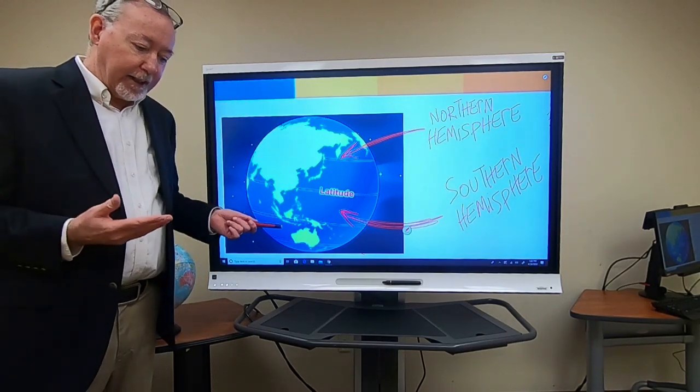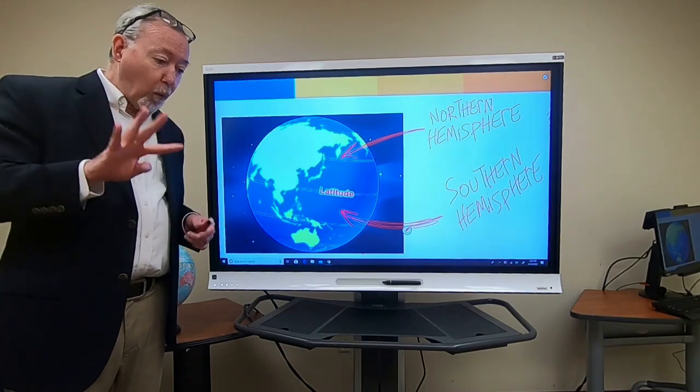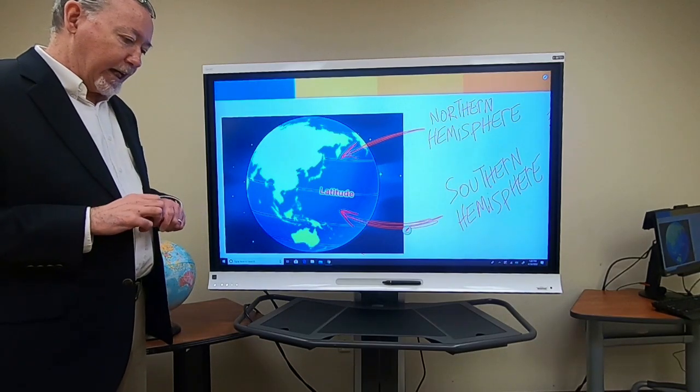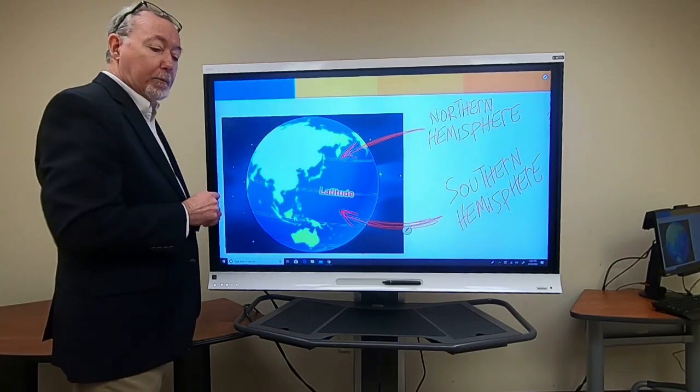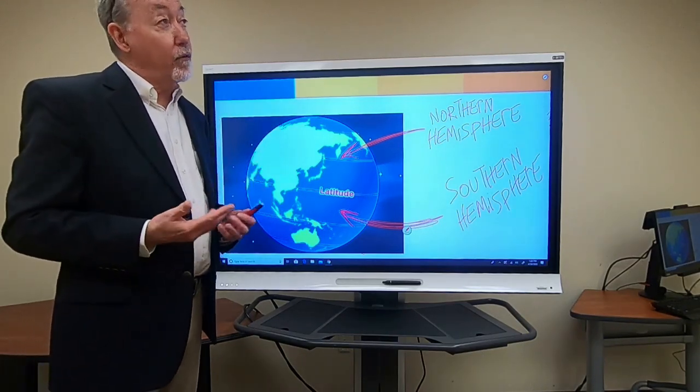We just found out that the Earth is divided into 4 different categories, hemispheres, I should say. We have the northern hemisphere, the southern hemisphere. We also have the eastern hemisphere and the western hemisphere.